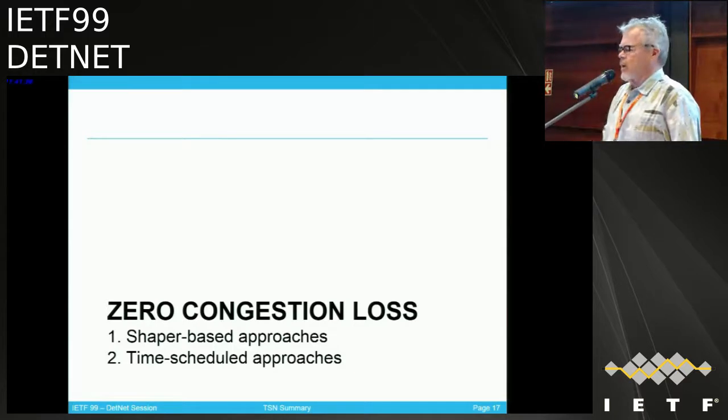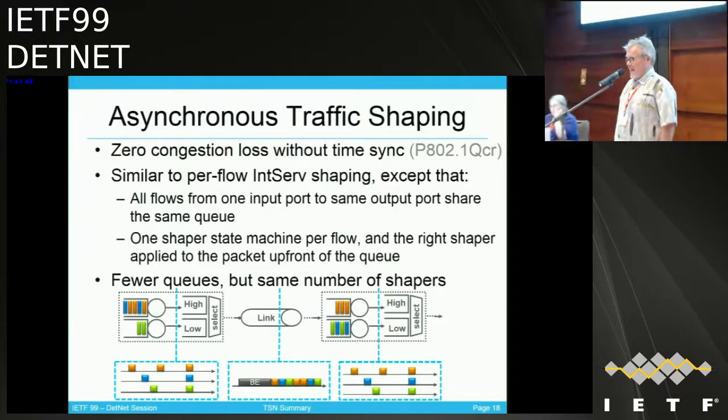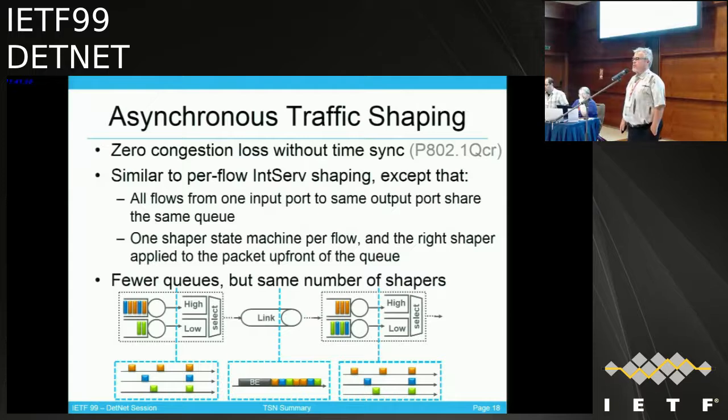We have two ways of achieving zero congestion loss. One is based on shapers, one is based on time scheduling. Asynchronous traffic shaping is a project that is underway now. It's not finished, but we've had some good presentations, some good simulations, and some experimental implementations. And it's similar enough to what you're familiar with in individual queue shaping that you can appreciate it has a good chance of being correct. It's a slight advance. Many of us are familiar with the idea that as the various flows come into a router, you put each one in its own shaper, and that by shaping the flows, you can get extremely low or even zero congestion loss.